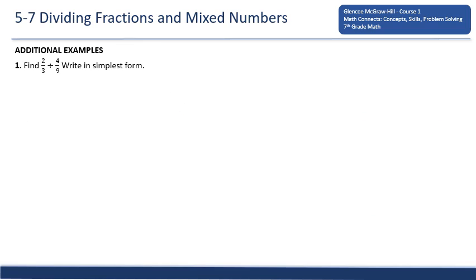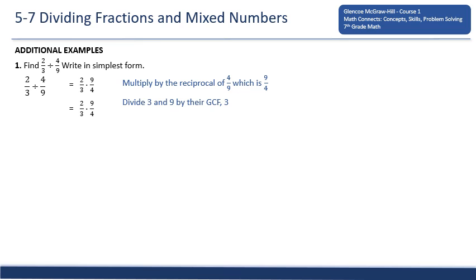Additional examples. Find 2 1/3 times 4, divided by 4/9. So we need to multiply 2/3 by the reciprocal of 4/9. So we get 2/3 times 9 over 4. And we can simplify the 3's and we can simplify the 2's, and we get 1 times 3 over 1 times 2, or 3/2. And if we convert that to a mixed number, we get 1 1/2.